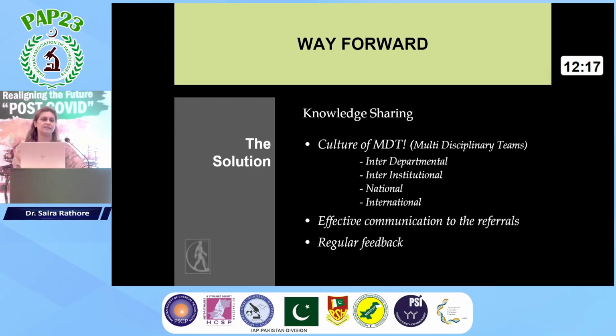And as earlier mentioned by Dr. Shafiq Gill in his talk, we need effective communication to the referrals and regular feedback. For this, we need to develop a very strong and very organized system between the government sector and the private sector, and also among different private institutions. This is the way forward in our case. This is how we're going to share our knowledge and our resources.